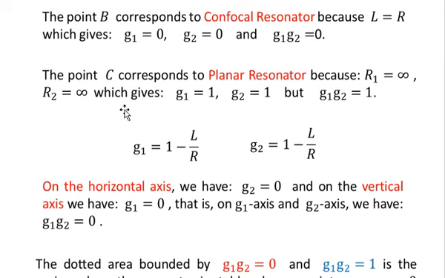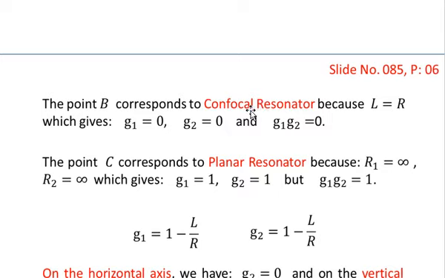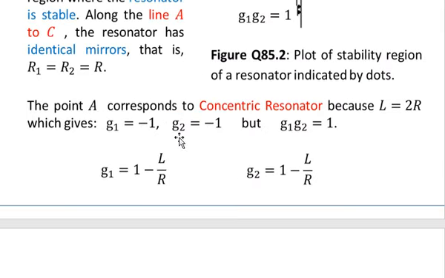Okay, so we have also explained the point C. So the point C represents the planar resonator, point B represents the confocal resonator, and point A represents the concentric resonator.